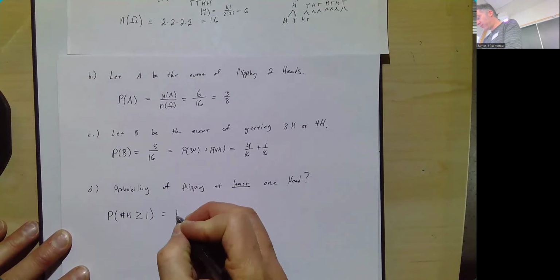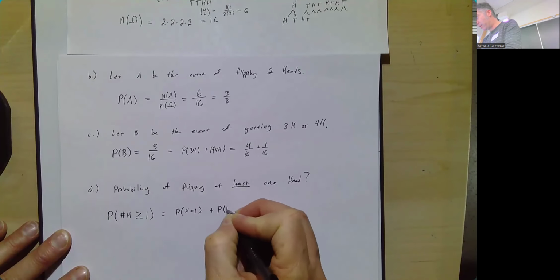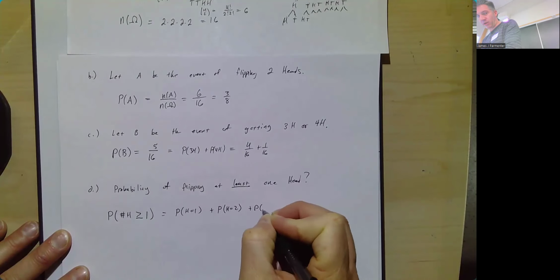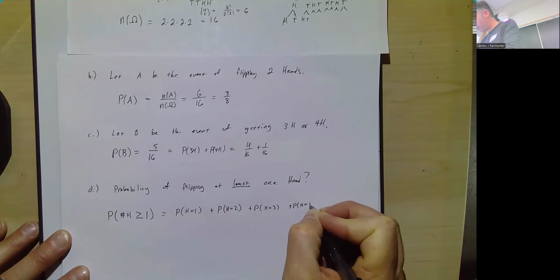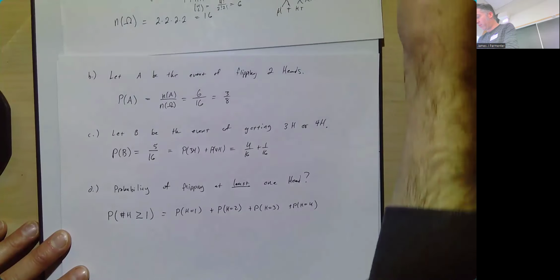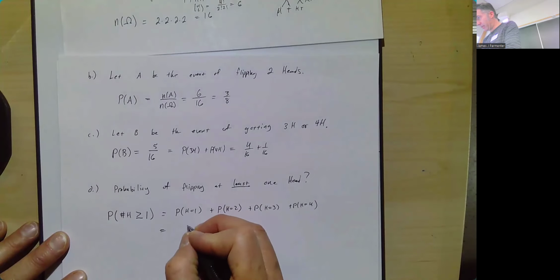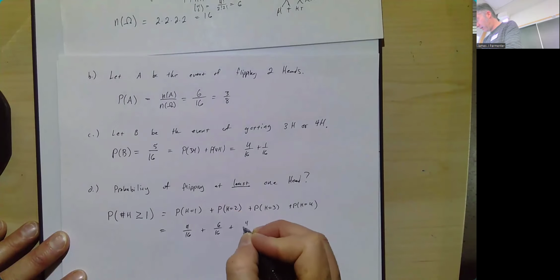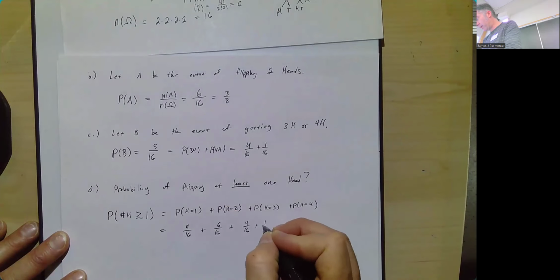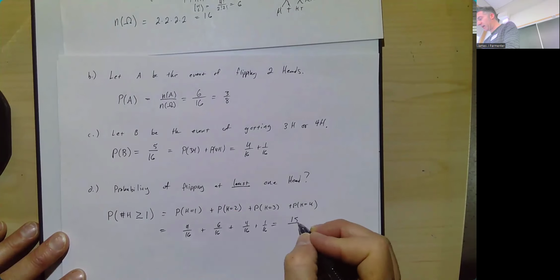So we're going to write this as the probability that the number of heads is equal to 1, plus the probability that the number of heads is equal to 2, plus the probability that the number of heads is equal to 3, plus the probability that the number of heads is equal to 4. Which is going to equal, well, the probability that you get one head is 4 out of 16, apologies. And 2 heads was 6 out of 16. And 3 heads was 4 out of 16. And 4 heads was 1 out of 16. For a grand total of 4 plus 6 plus 4 plus 1, which is 15 out of 16.